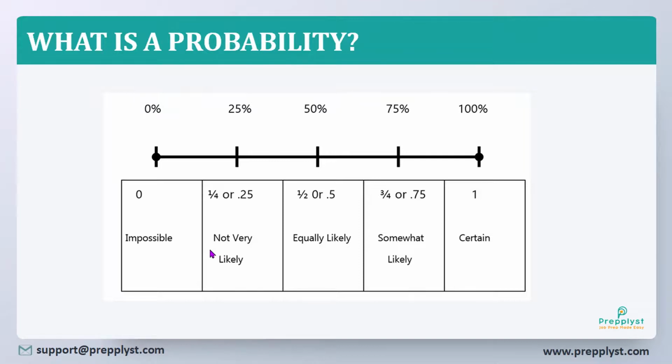I have another meeting. So the probability could be 25% because it's not very likely. But if you say I will try my best, so there are 50% chances that I may come. That means it's equally likely and the probability is 50%. But if you say mostly I will come unless there is an emergency, that means there are 75% chances, and it's mostly likely that you will come. 100% is definitely yes, I'll be there without fail. So that is how you define probability.